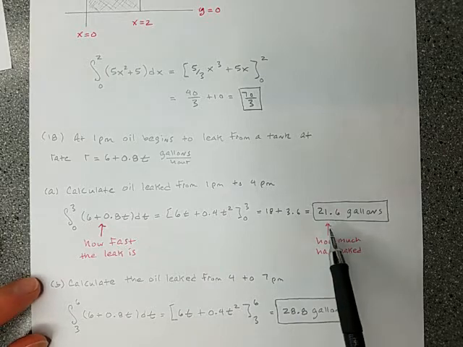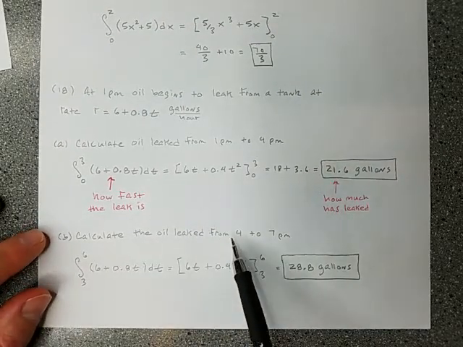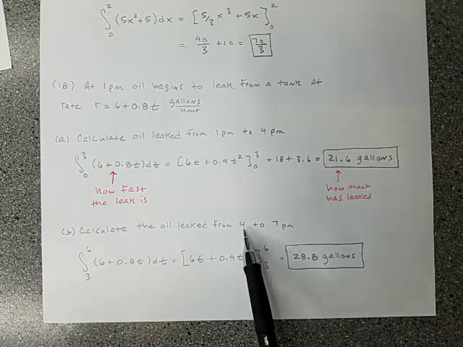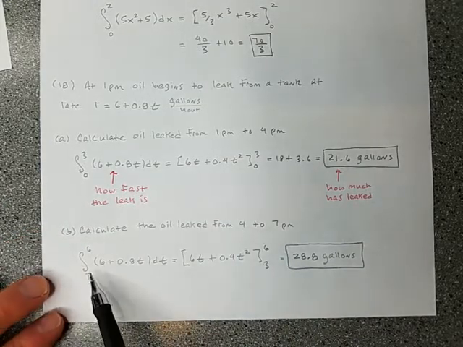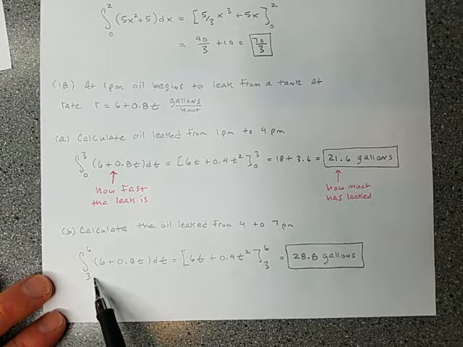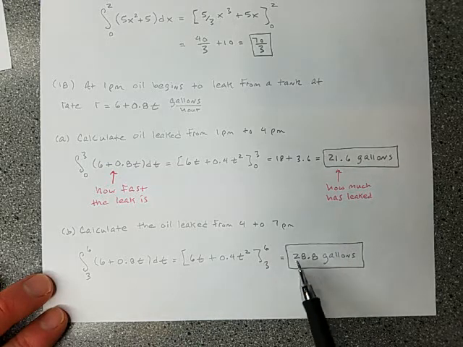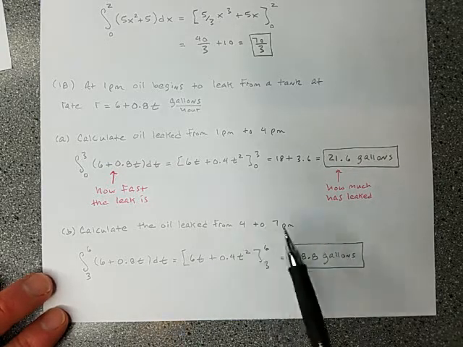Okay, all right, calculate the amount of oil leaked from 4 to 7 p.m. Well, okay, I just have to adjust the times. 4 p.m. on the clock corresponds to the value of t being 3, and 7 p.m. is t being 6. That's 3 hours later. And so that's the amount of oil that's leaked during that period of time.